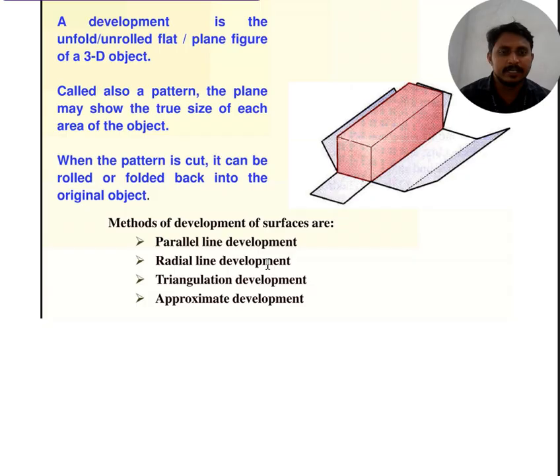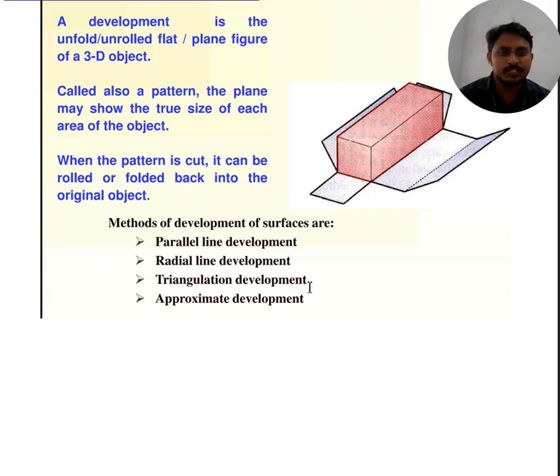And the radial line method. In this radial line method, the lines are radial, which means there is some inclination, whereas in the parallel line method, the lines are the same straight line which is perpendicular, which means 90 degrees. But in the radial line method, some inclination is there. This method is suitable in the case of cone and pyramid.